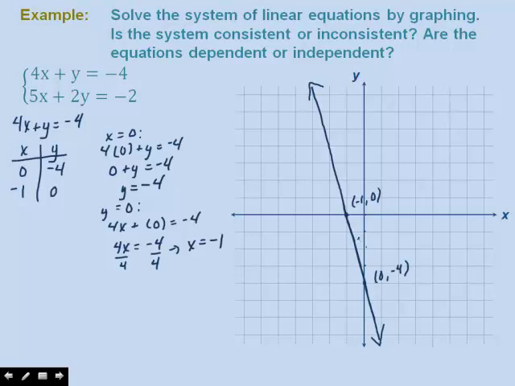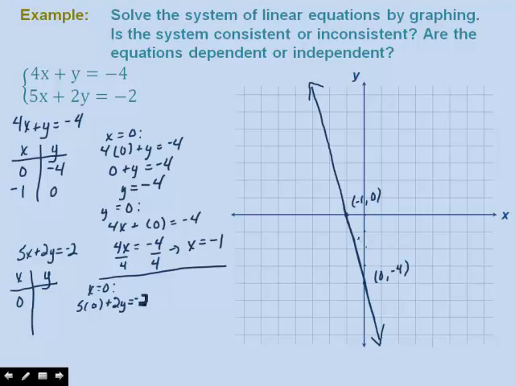All right, now let's find two ordered pair solutions for our second line. And for this one, again, let's use x is equal to 0. So that gives us 0 plus 2y is equal to -2, which means 2y is equal to -2. If we divide both sides by 2, we get y is equal to -1.